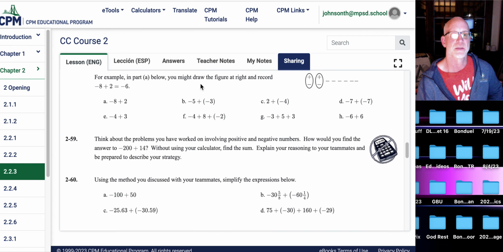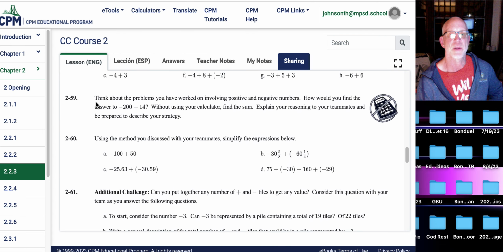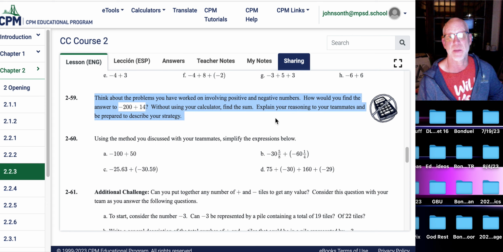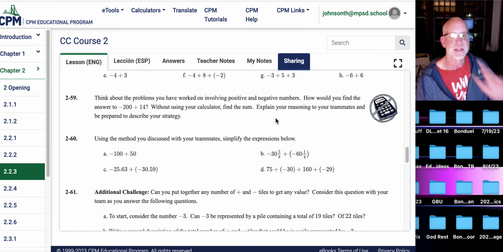Next, 259 looks like this. Think about the problems you've worked with involving positive and negative numbers. How would you find the answer to negative 200 plus 14? Without your calculator, find the sum. Explain your reasoning to your teammates and be prepared to discuss your strategy. So if you're understanding the number line, if you're understanding the positive and negative integers, and if you're understanding the yellow and red discs, how would you figure out negative 200 plus 14?